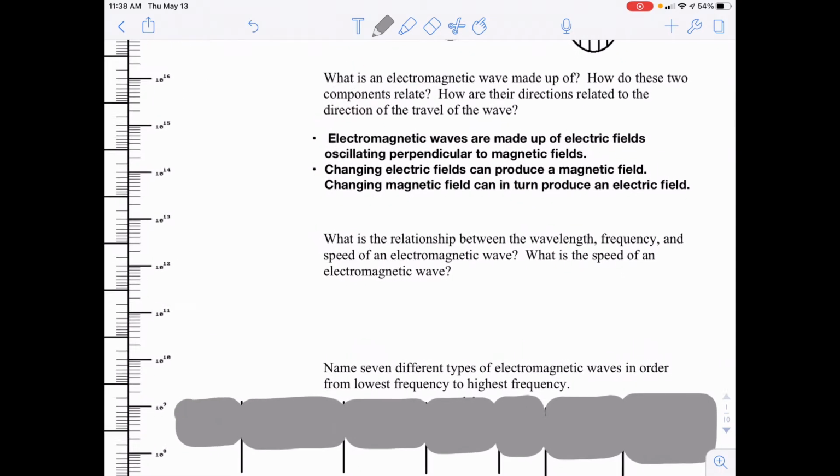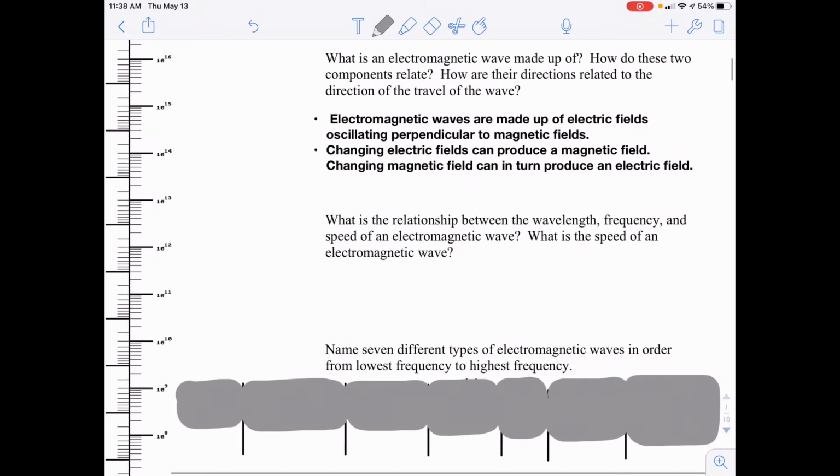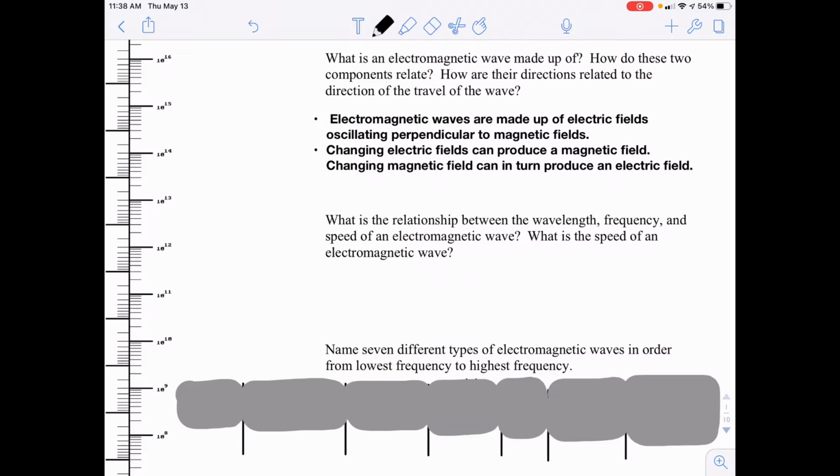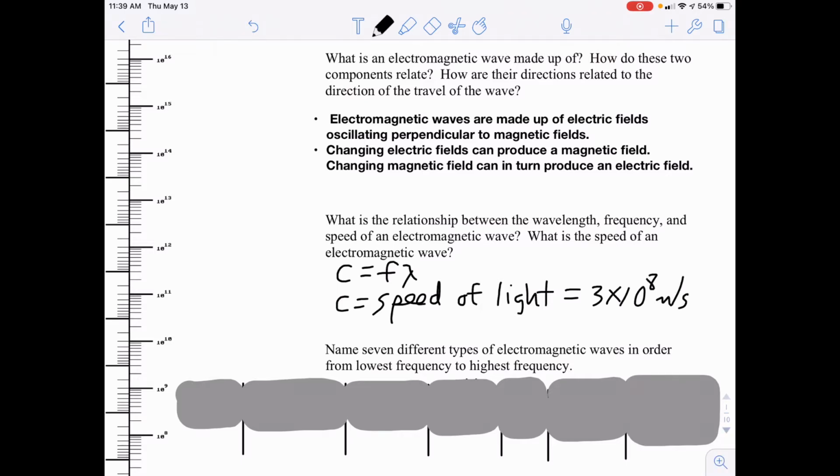What is the relationship between the wavelength, frequency, and speed of an electromagnetic wave? The equation we use to relate these variables is c equals frequency times wavelength, where c is the speed of light in a vacuum, with a constant value of about 3 times 10 to the 8 meters per second.